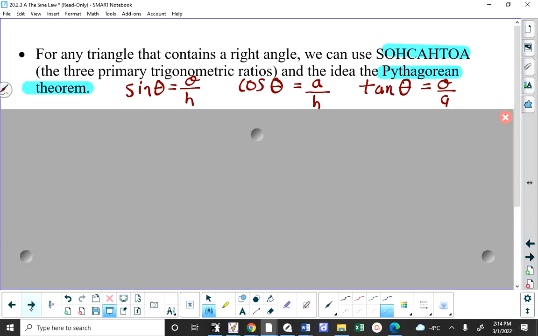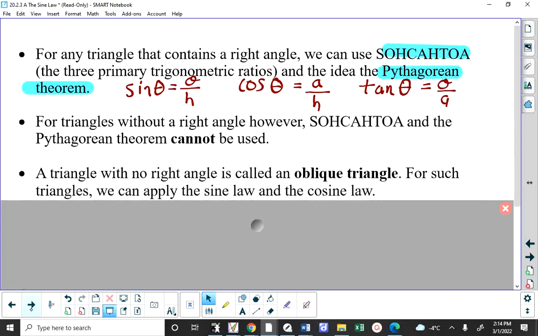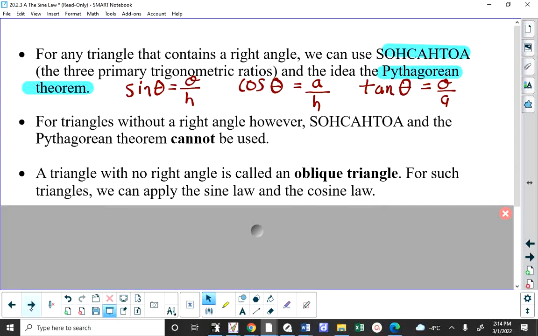But my point is, you can do that stuff if the triangle contains a right angle. It works. Those are right angle mathematical ideas. For triangles without a right angle, you cannot use those tools. And that's where we're going. The trigonometry we're dealing with over the next 3 days deals with triangles that do not have a right angle. If there's no right angle, there's no hypotenuse. So we can't start talking about Sohcahtoa, and we can't start talking about the Pythagorean theorem. A triangle that does not have a right angle is called an oblique triangle.